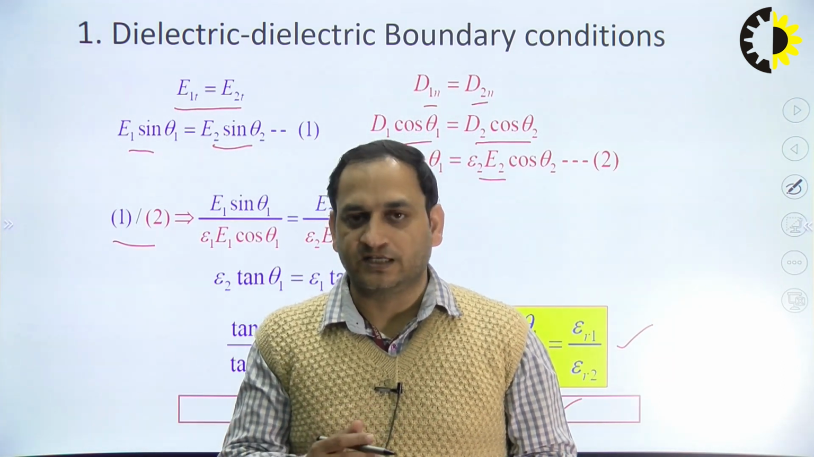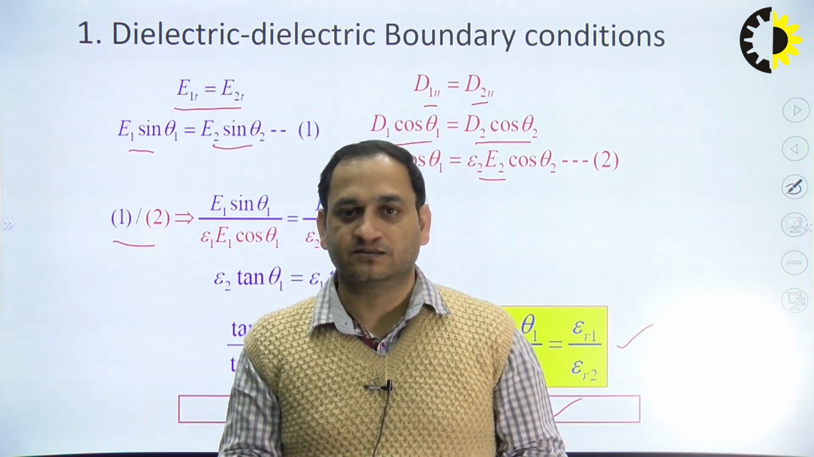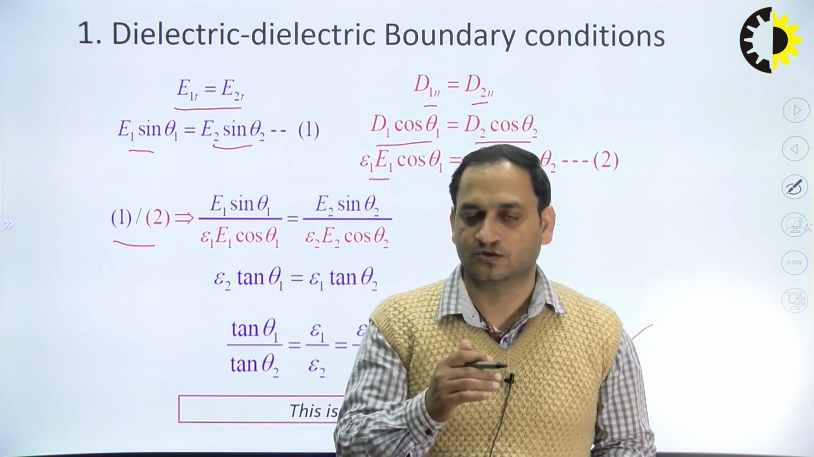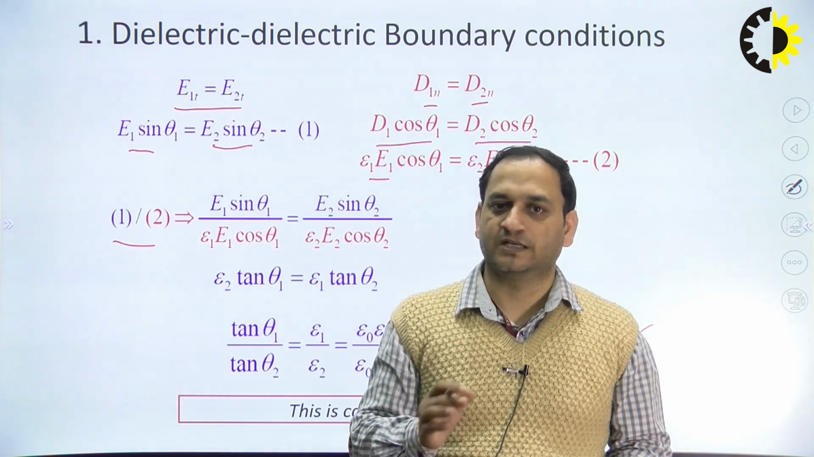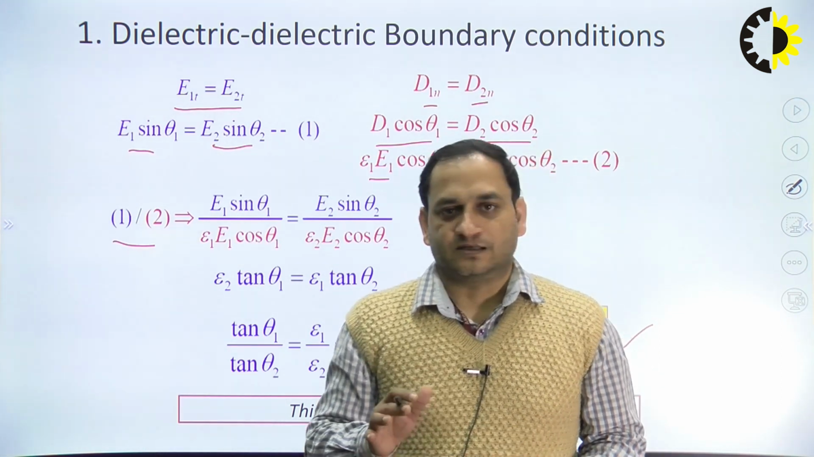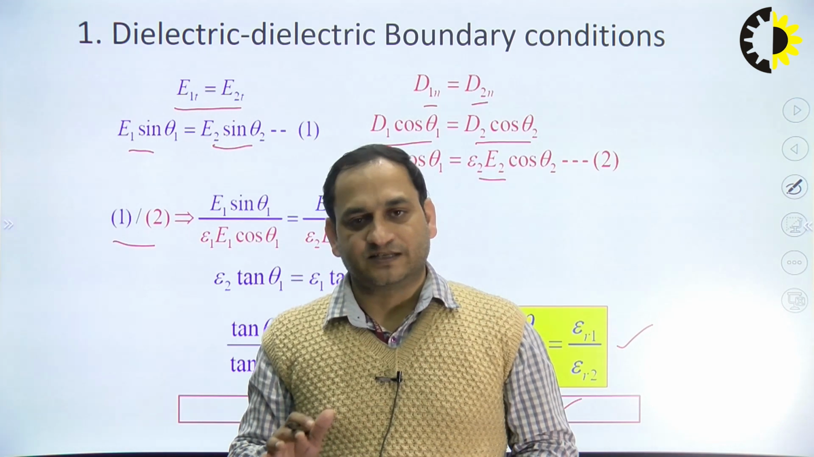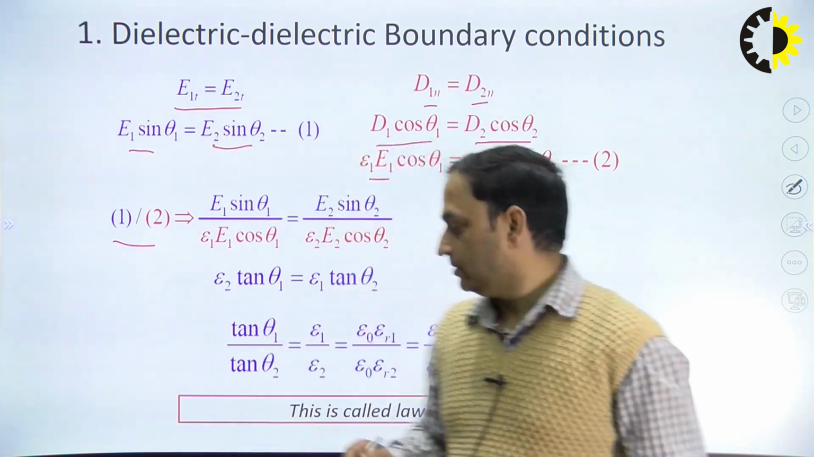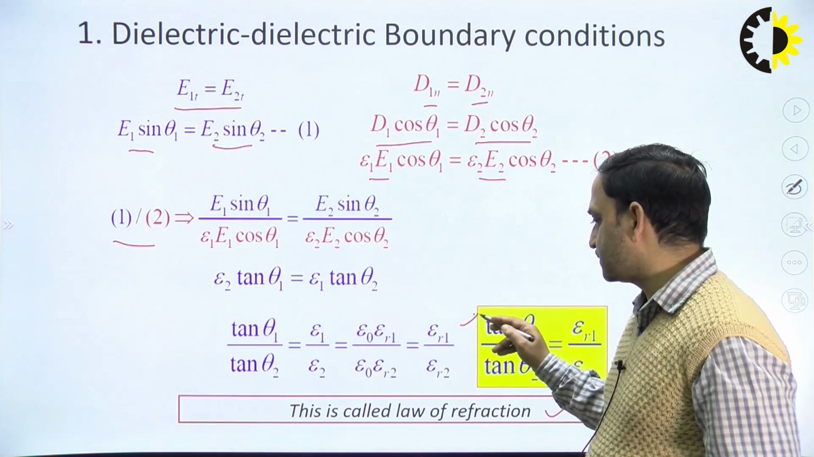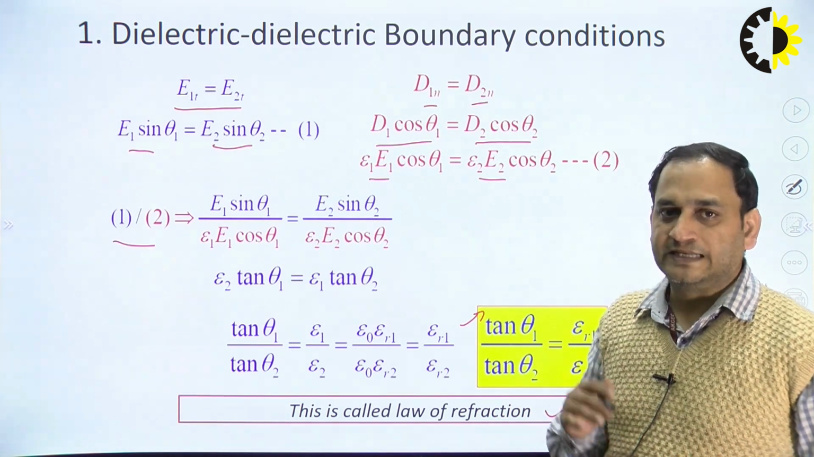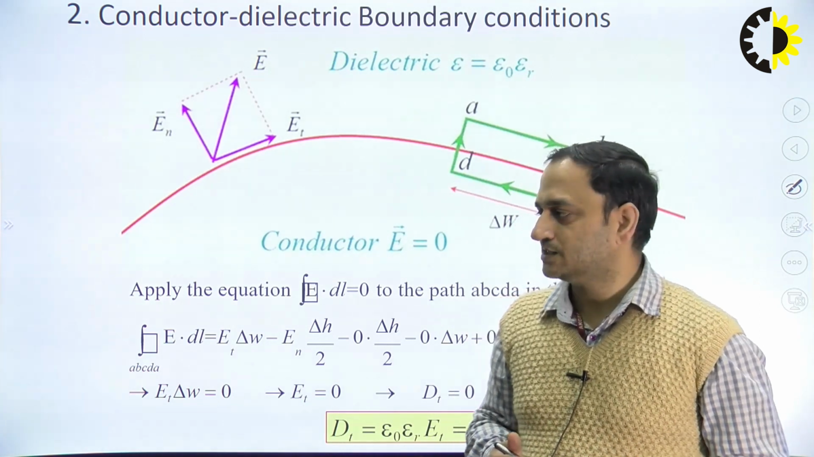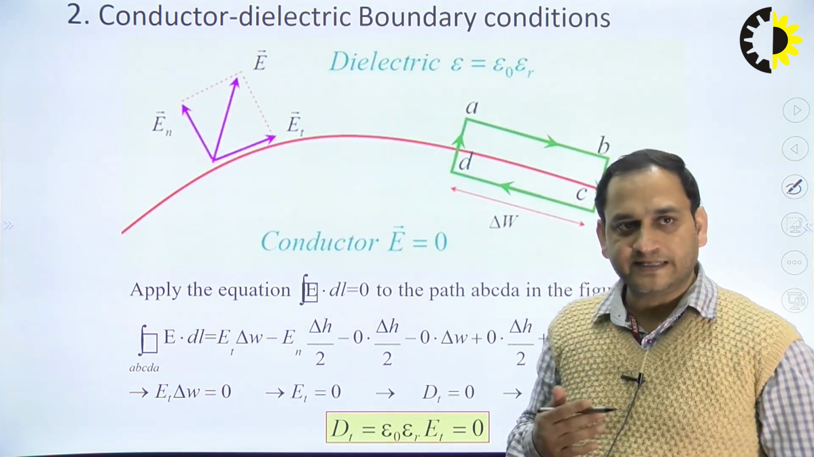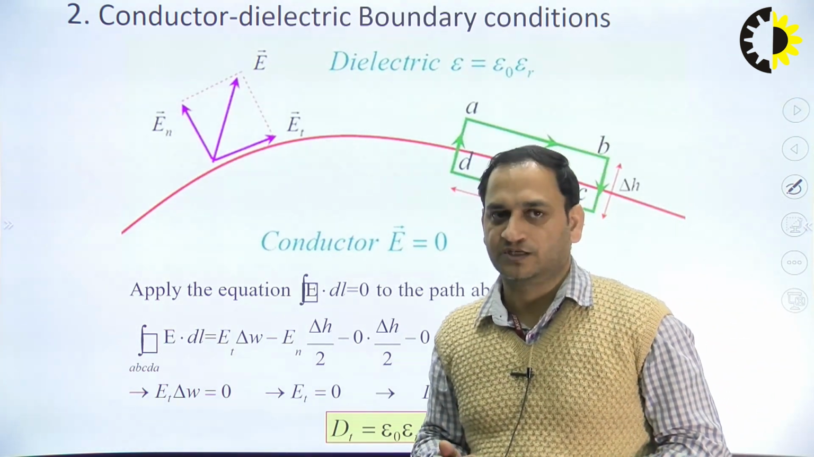Again I am repeating, 3 steps are there to resolve the complete expression: the tangential component, the normal component for the electric field intensity and electric flux density, and third is your law of refraction. So up to this expression you have to solve for the dielectric case. Now we can have the second case. This is the conductor-dielectric boundary condition.